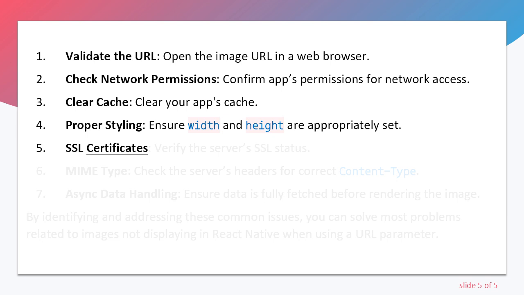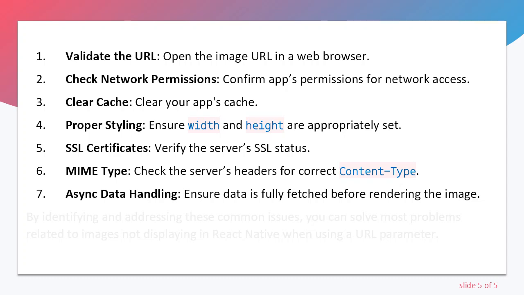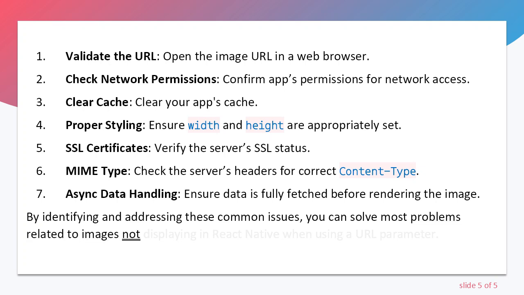SSL certificates. Verify the server's SSL status. MIME type. Check the server's headers for correct content type. Async data handling. Ensure data is fully fetched before rendering the image. By identifying and addressing these common issues, you can solve most problems related to images not displaying in React Native when using a URL parameter.